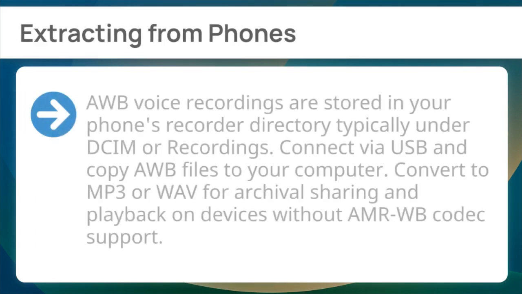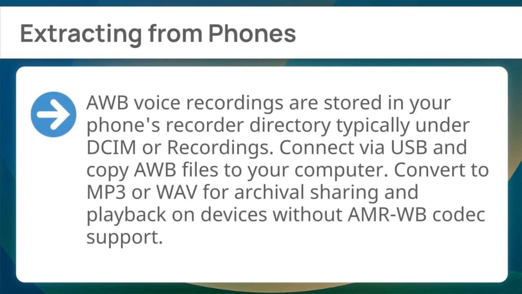Finally, extracting from phones. AWB voice recordings are stored in your phone's recorder directory, typically under DCIM or recordings. Connect via USB and copy AWB files to your computer. Convert to MP3 or WAV for archival, sharing, and playback on devices without AMR-WB codec support.